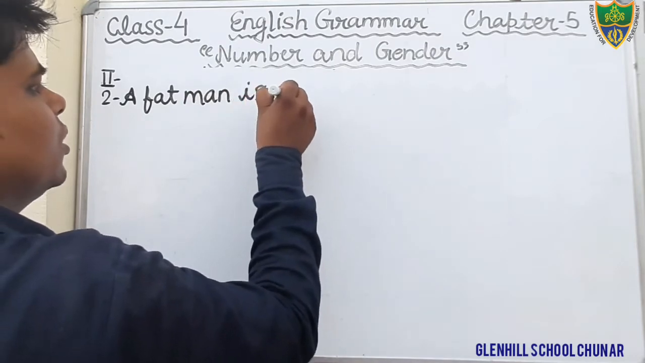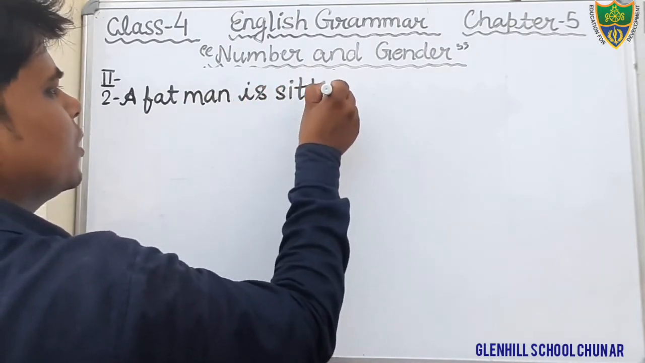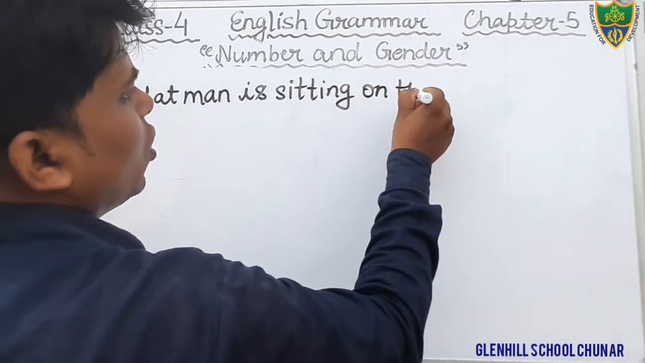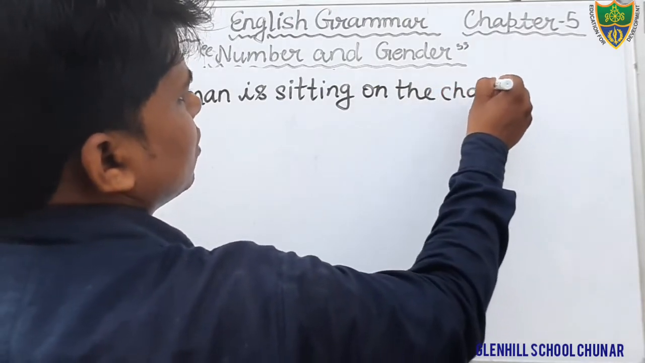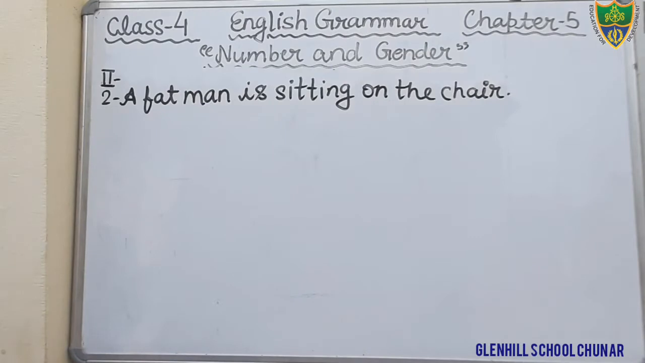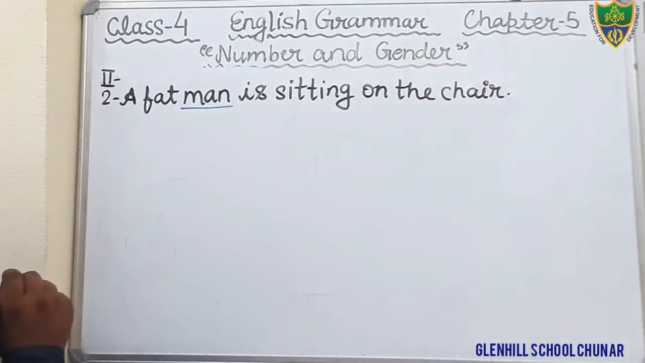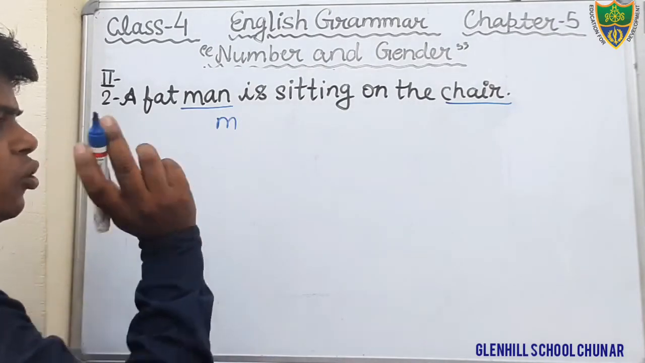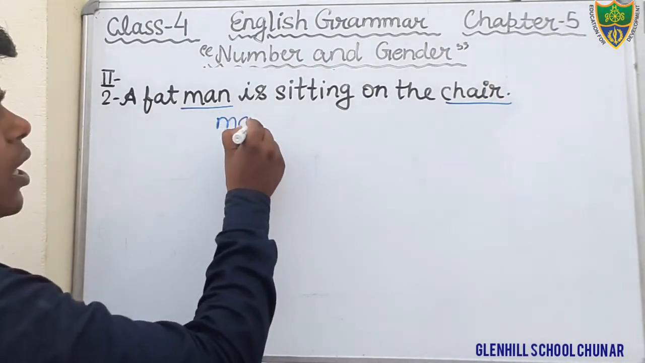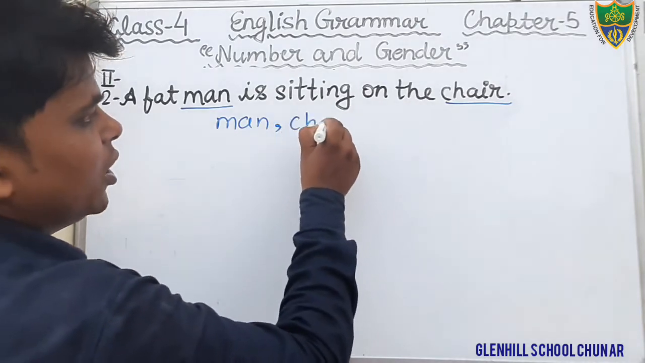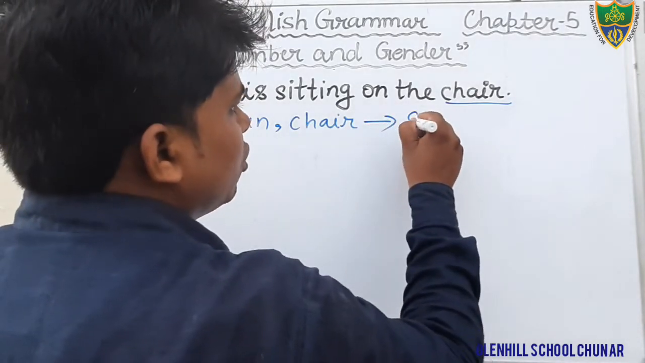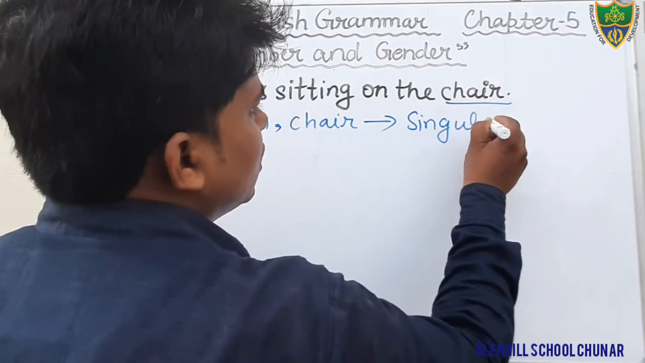A fat man is sitting on the chair. This is the question. A fat man is sitting on the chair. Here you have to recognize first the noun. What is the noun? Man. And what is the other? Chair. In the blank you will write man, M-A-N, comma, chair, C-H-A-I-R. Okay. These two are what kind of number? That is singular number. Okay, student, just fill here singular number.